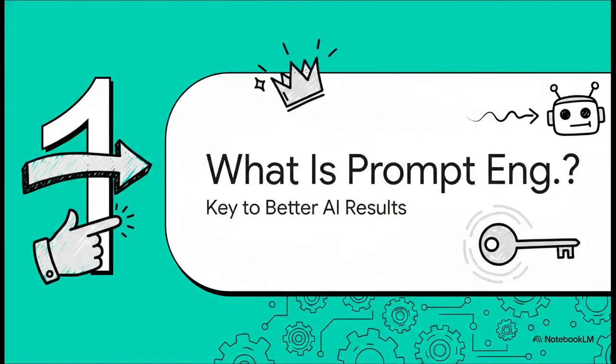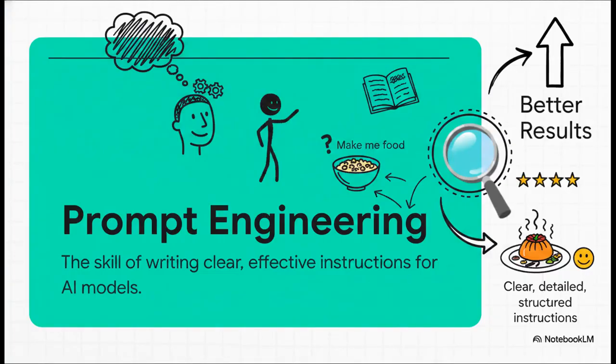All right, section 1. What is prompt engineering? The key to better AI results. Since we've already grasped the absolute basics of what AI is, it's time for you to hop into the driver's seat. It's time to become the hero of your own AI interactions. So, what exactly is this fancy term? Simply put, prompt engineering is just the skill of writing clear, effective instructions for AI models.